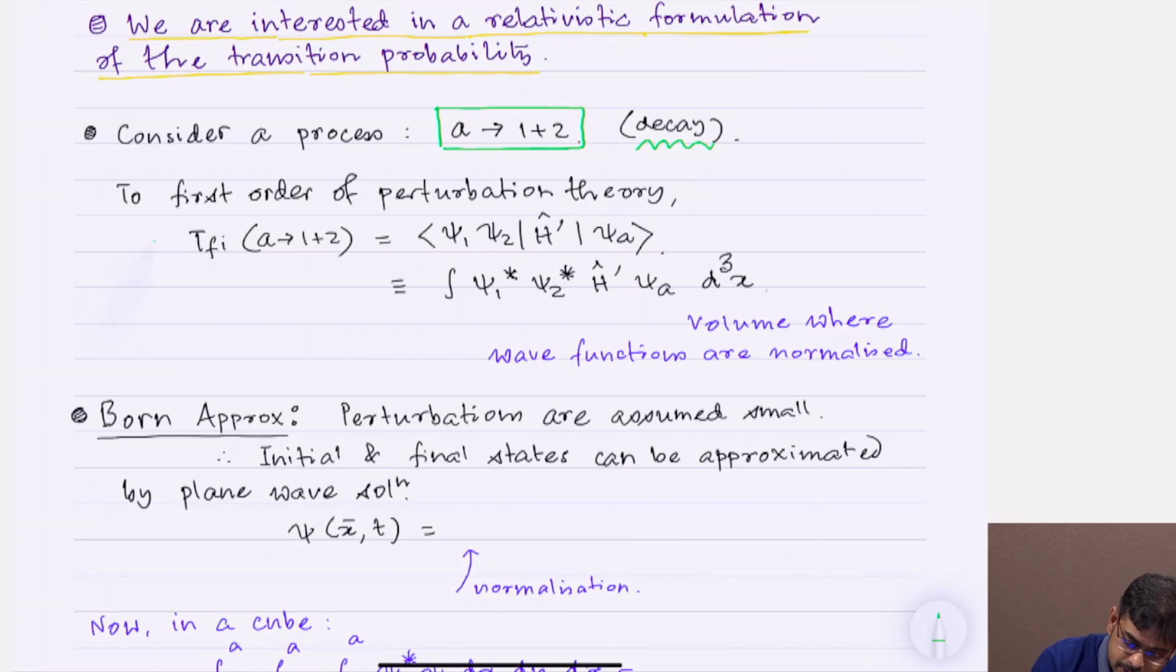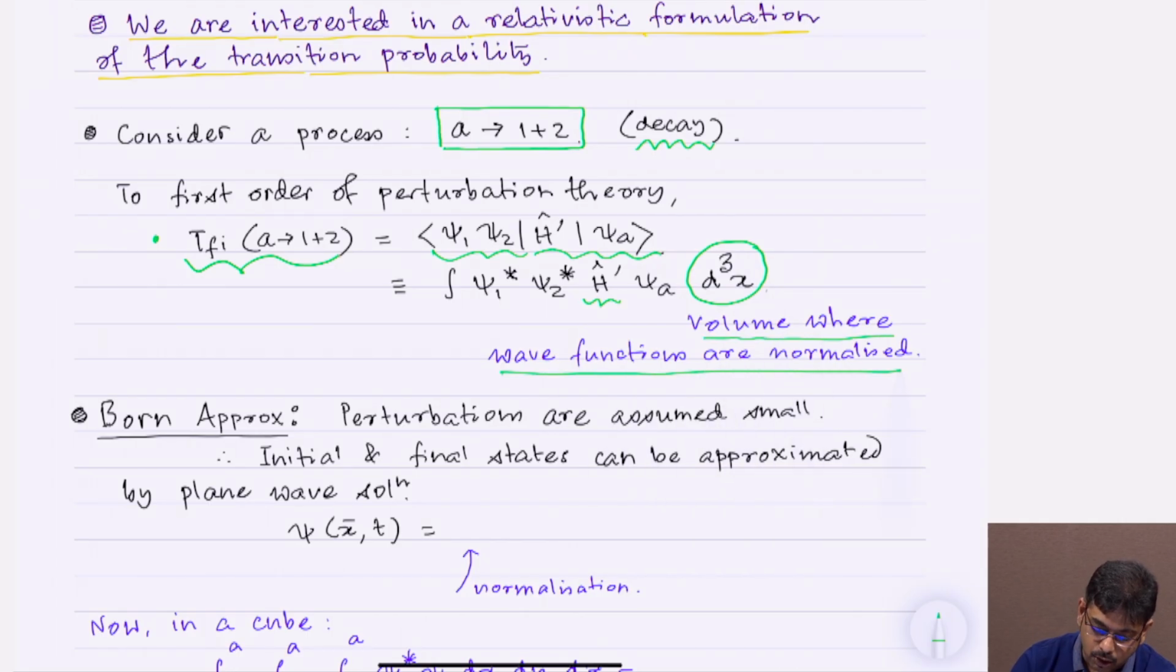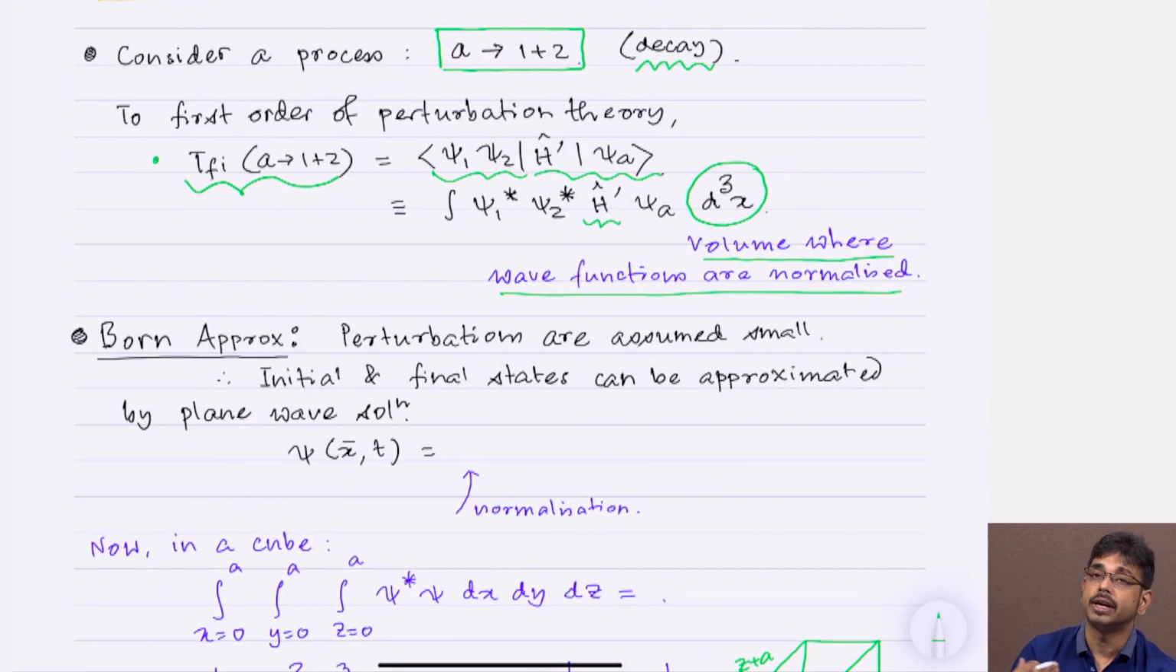So, the first part, which is the transition matrix element T_FI, I am going to write as <psi_1 psi_2|H'|psi_A>, or in other way we can say that this is an integral of psi_1* psi_2*, the part having Hamiltonian, I do not know what exactly this is, H', psi_A d^3x, and this d^3x is essentially the volume where the wave functions are normalized. Now, this is the question that we would like to address here, that how exactly you normalize the wave functions, okay?